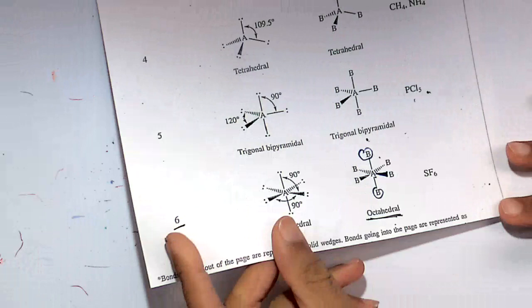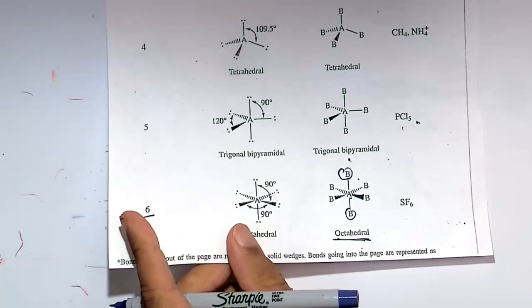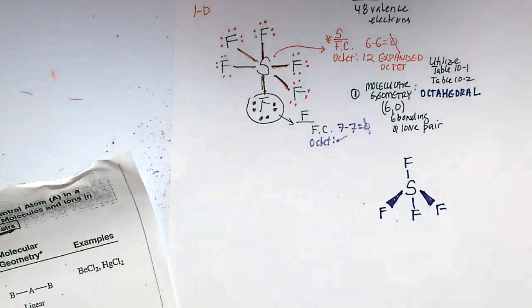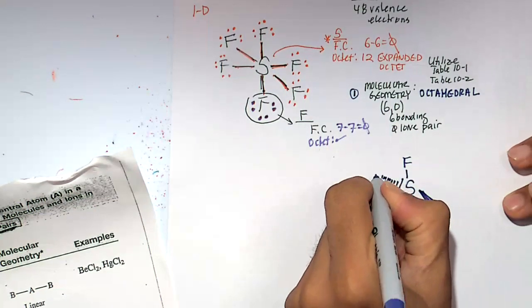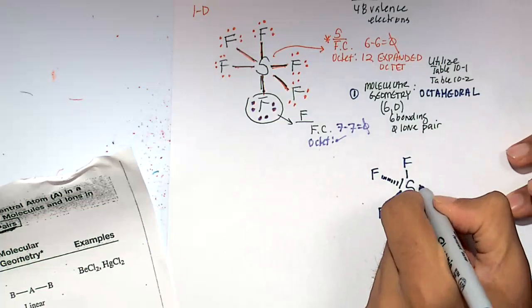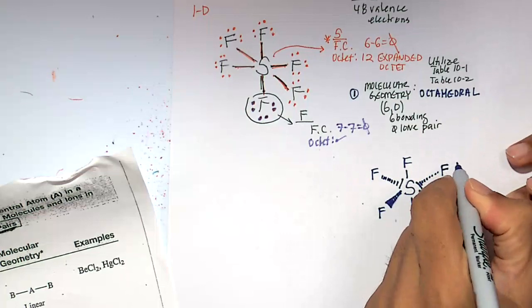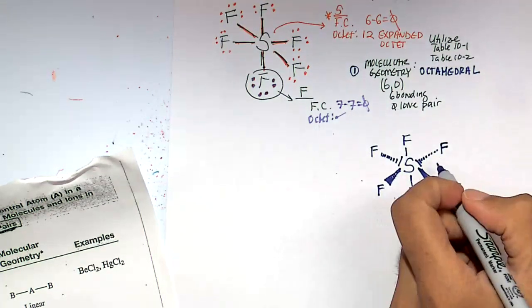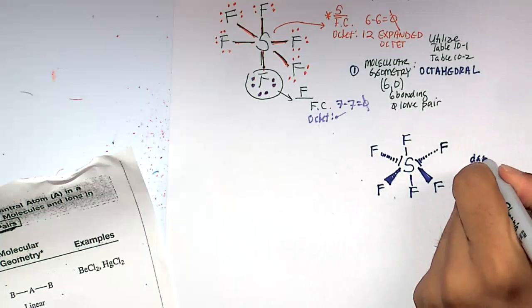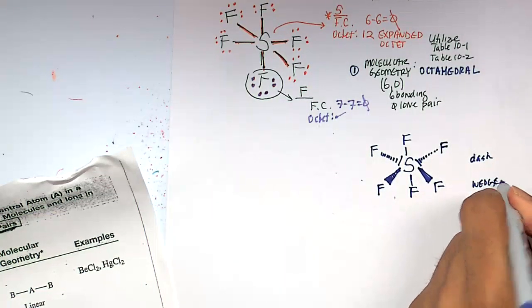And then the dash means it's going away from you. It's going down the paper, going away from us. It's just a way to try to depict something 3D in 1D. That's all. So this is a dash bond and then a wedge bond. Wedge is coming out of the paper.